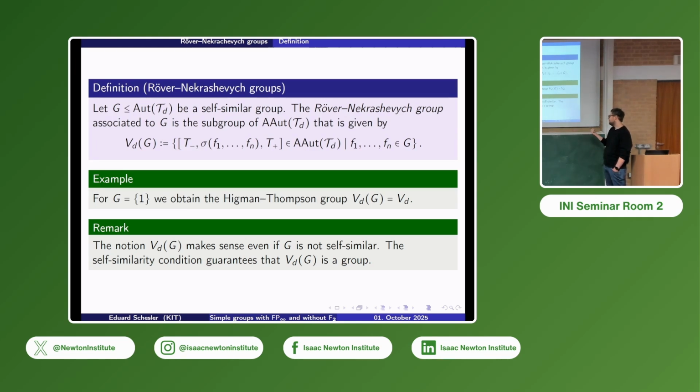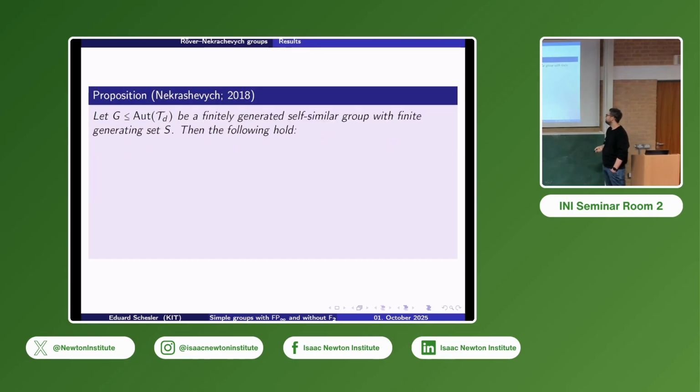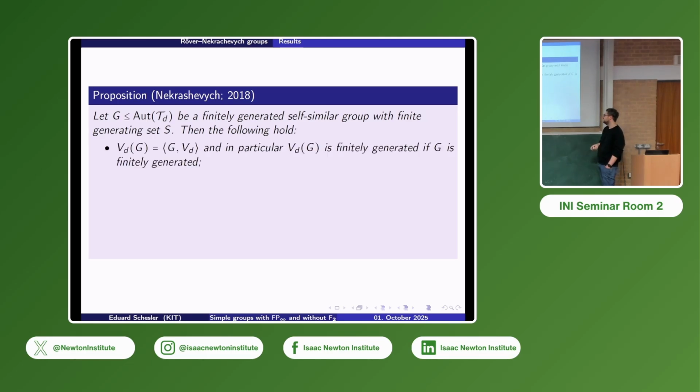Right. So the self-similarity condition guarantees that it is a group that we have already discussed. And then let's collect some facts about those groups. So Röver and Nekrashevych showed that, first of all, VDG is generated in the obvious way. One has the G part and the Thompson part, and this generates the whole group.